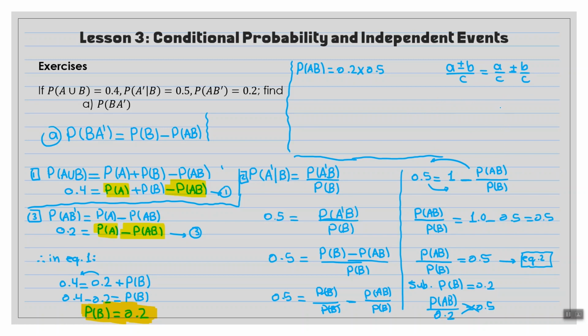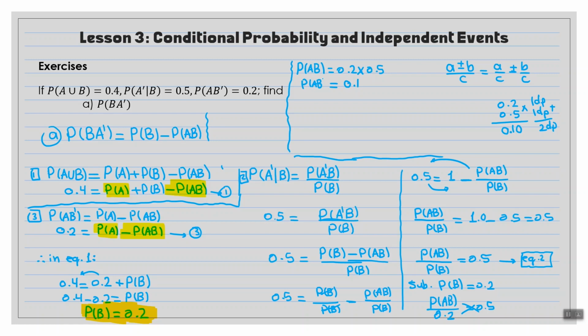If you have 0.2 multiplied by 0.5, you ignore the decimals and just multiply 2 by 5, and you will get 10, right? Then you count the decimal places: here you have 1 decimal place and here you have 1 decimal place. You add them, so you'll have 2 decimal places. In the answer, you count 2 decimal places and put the point. So the answer is going to be 0.10, and 0.10 and 0.1 are the same thing. The zeros to the right of the decimal are not important, so it's 0.1. So the probability of AB is equal to 0.1.